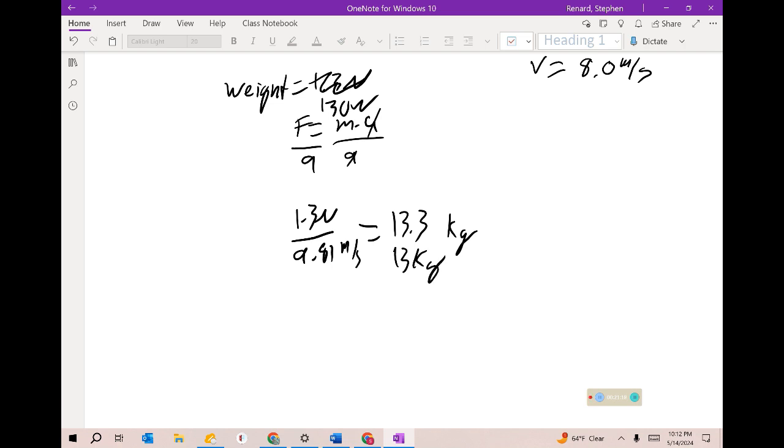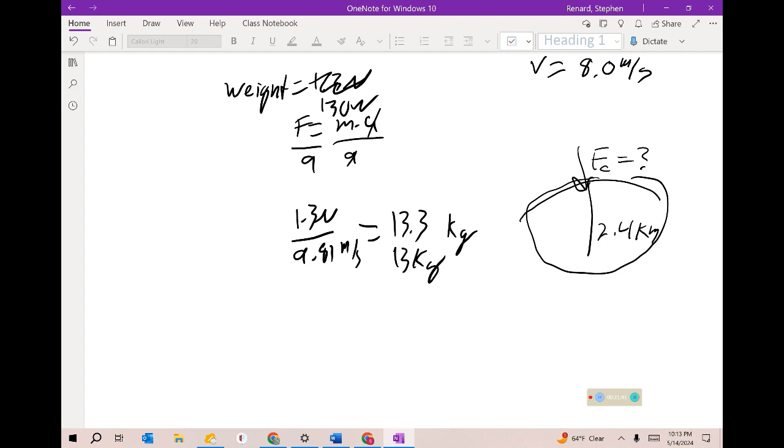So it's traveling at 32 kilometers an hour, and it goes around a curve, and the centripetal force acting upon it we don't know, so we're looking for this. The diameter of this circle is 2.4 kilometers, which means its radius is 1.2 kilometers. Because we're using newtons, we multiply by 1,000 and get 1,200 meters.